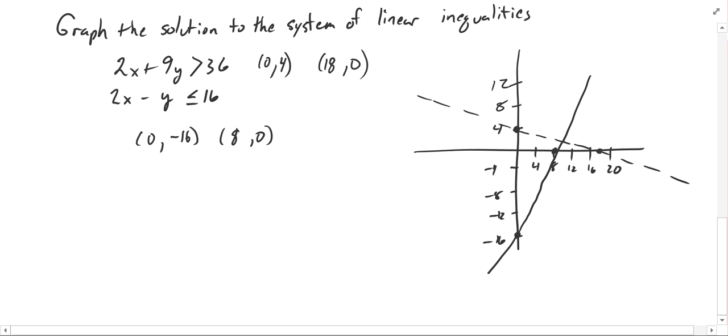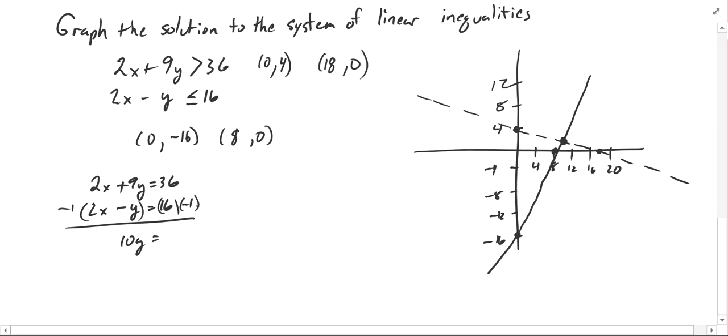And I do want to find this point where the two lines intersect. That's a really nice point to know. If I look at 2x plus 9y equals 36, and 2x minus y equals 16, if I multiply the bottom one by negative 1, I can add the two together and I'll get 10y. The two x's will cancel out. I'll get 10y equals 20. So it looks like y equals 2. So the y coordinate over here should be 2.